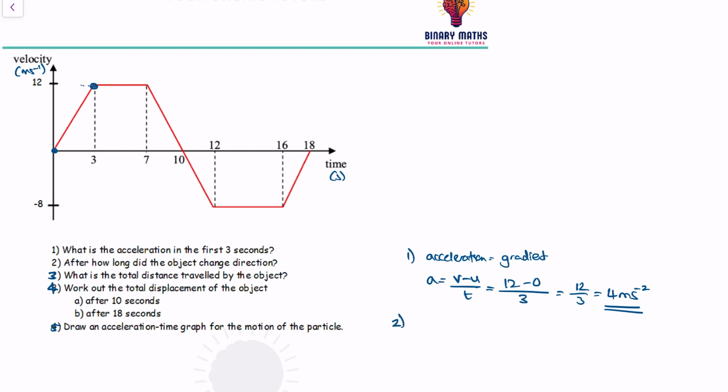After how long did the object change direction? So changing directions is when obviously velocity goes from positive to negative. So you can see that happens at 10 seconds. So 10 seconds.